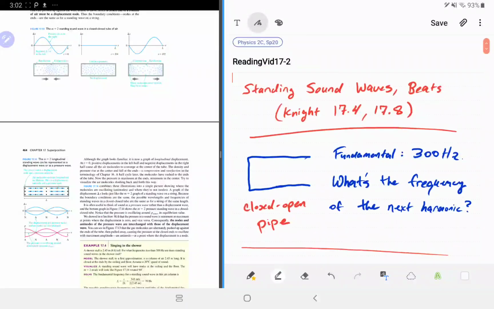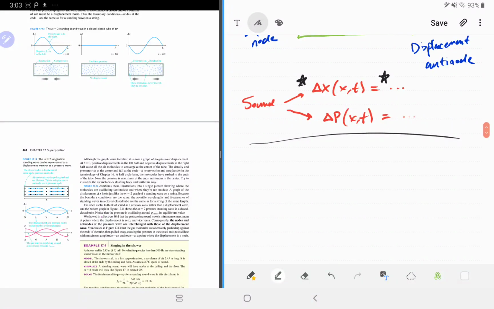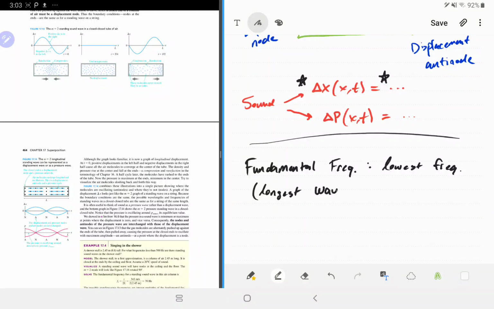Okay, so continuing on with the closed open pipe. So let's look at this problem. We're told that the fundamental frequency is 300 hertz. So what that means is the fundamental is the lowest frequency. And remember, lowest frequency corresponds to largest wavelength, so the longest wavelength that fits, quote unquote. Lowest frequency standing wave that, quote unquote, fits.